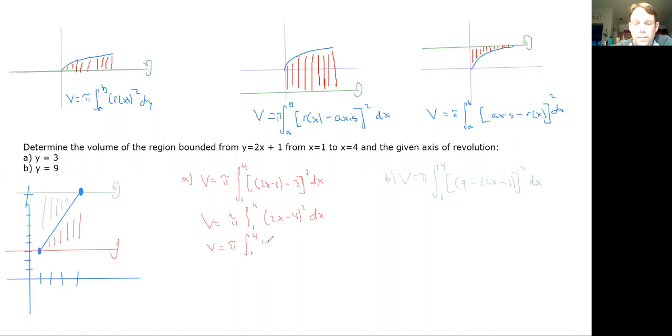And I end up with 4x squared minus 16x. Oopsies, that should have been a plus there, shouldn't it? That would have made that a 2. And when we square that, minus 8x, there we go, plus 4. So the volume, after I integrate it, I'm going to end up with 4/3 x cubed minus 4x squared plus 4x from 1 to 4. And that would end up being 36 pi.